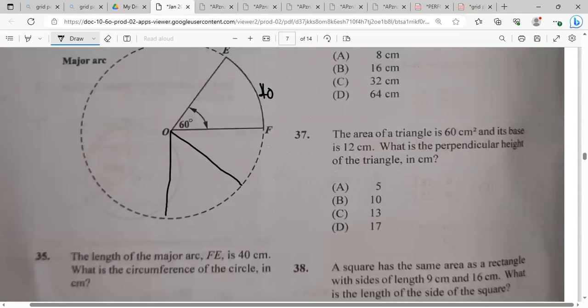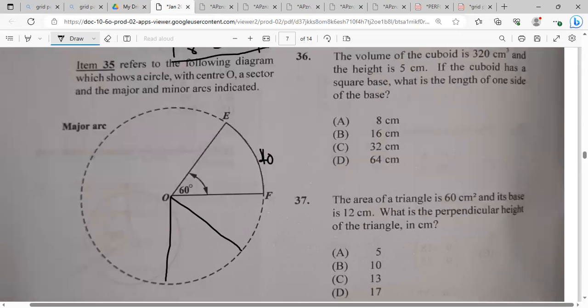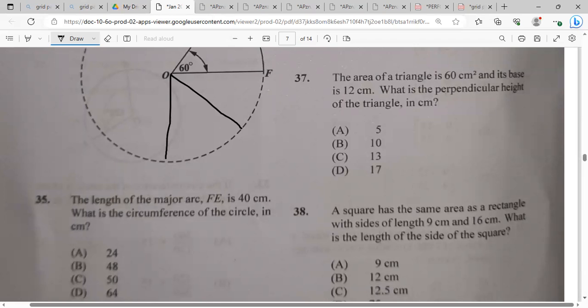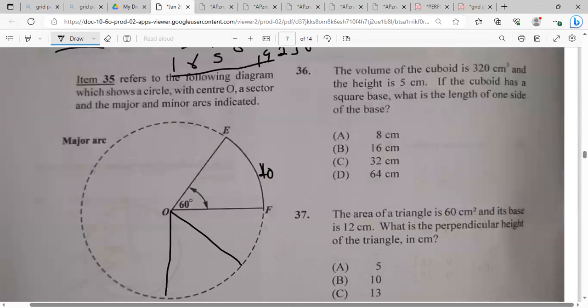Let me read the question again. It says item refers to the diagram, which is a circle with the center O and the major and minor arc indicated. So now, the length of the major arc FE is 40. What is the circumference of the circle? Oh, so it's not this. The major one is 40, right? But this one around here is 40.